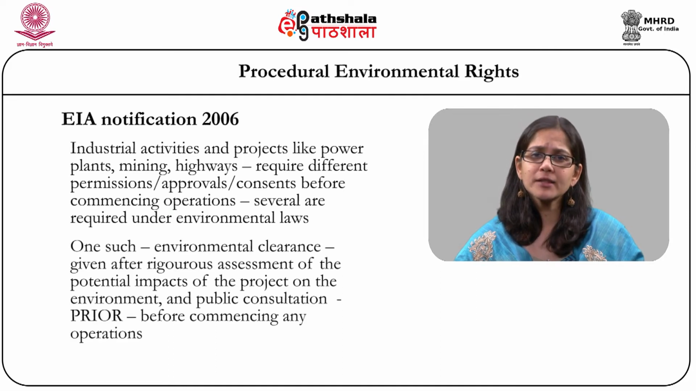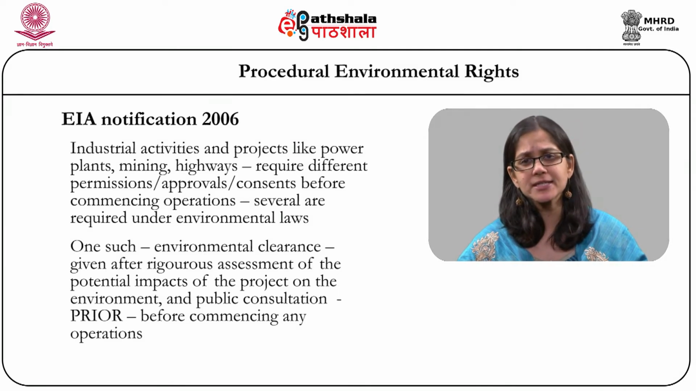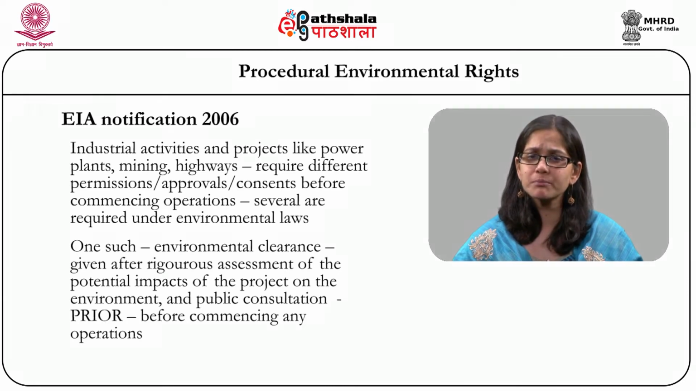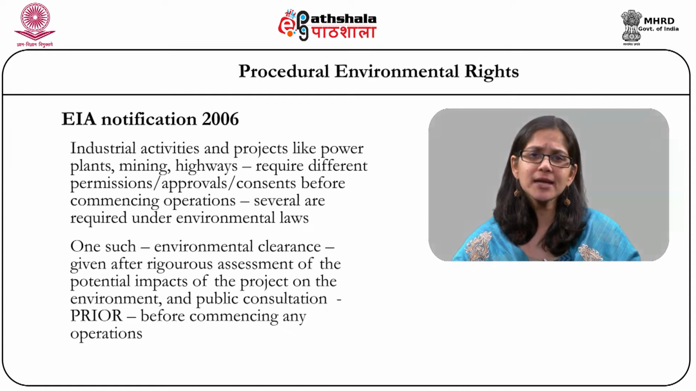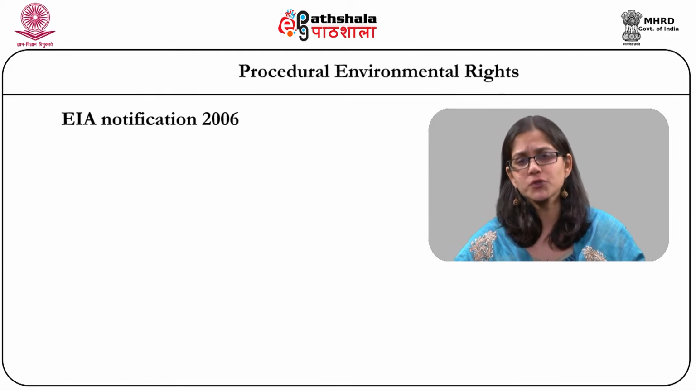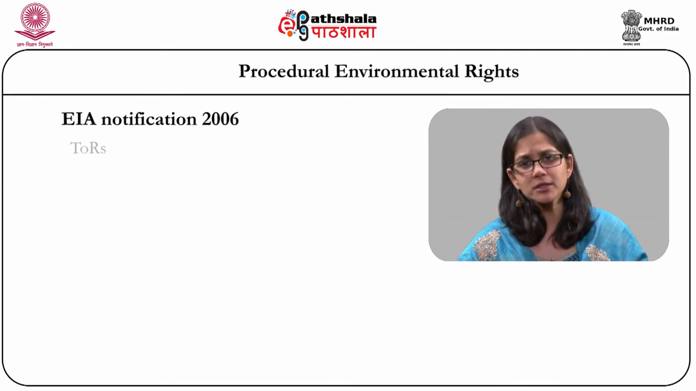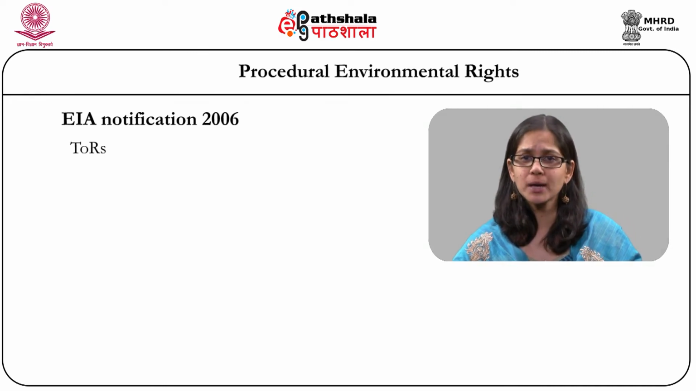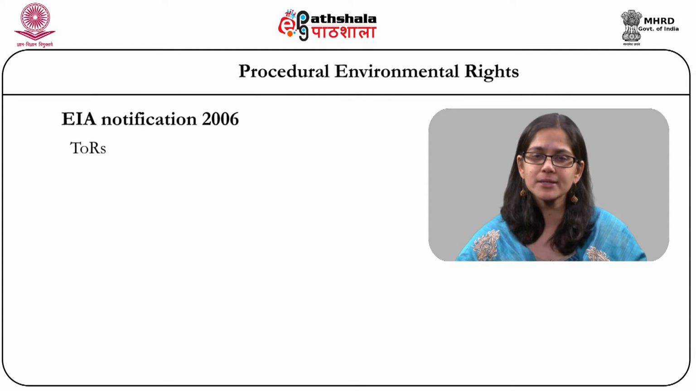Now, there are several stages in this process, and it's been discussed in great detail in a different module on environmental clearance under the EIA notification. So I'm not going into much detail here, but let's look at three aspects of this process which relate to right to information. The first aspect comes in the stage of scoping, where terms of reference are issued to the project proponent who has come to the ministry to obtain an environmental clearance.